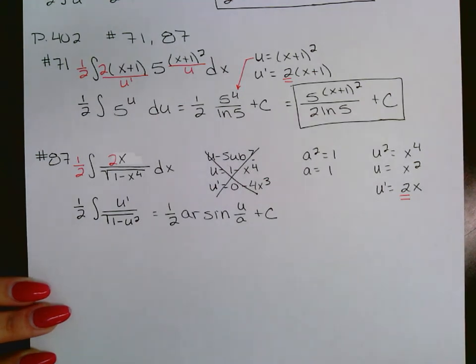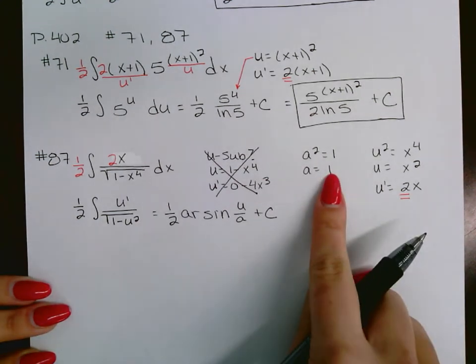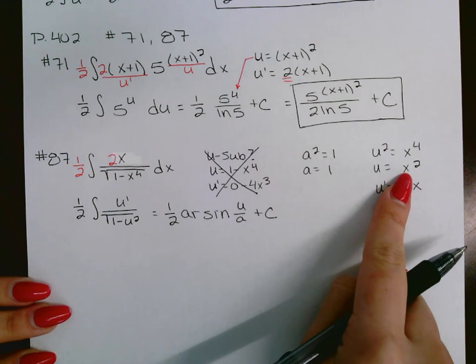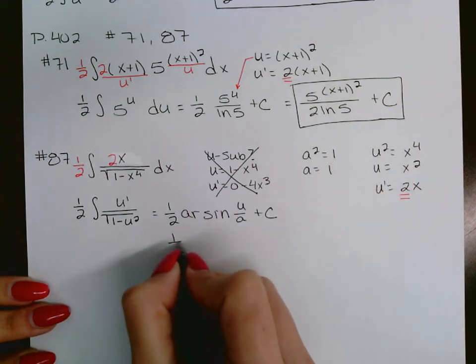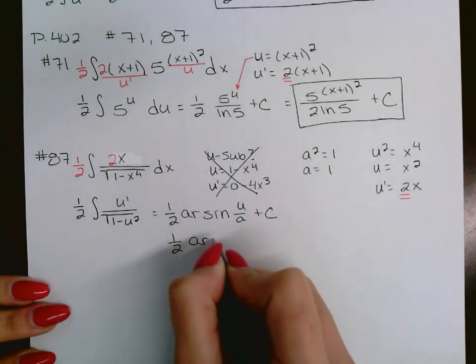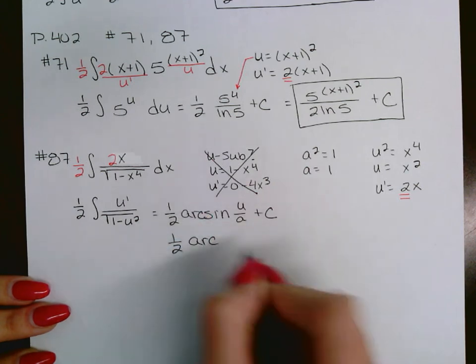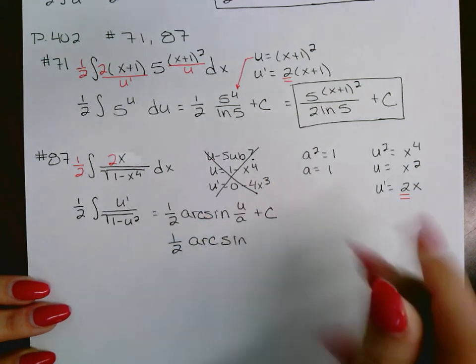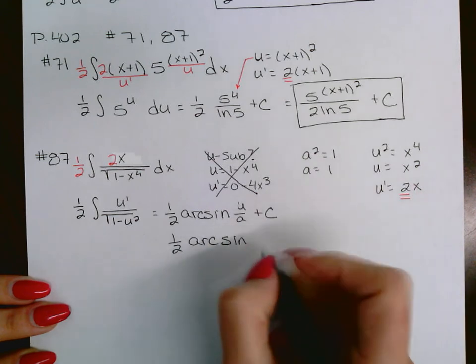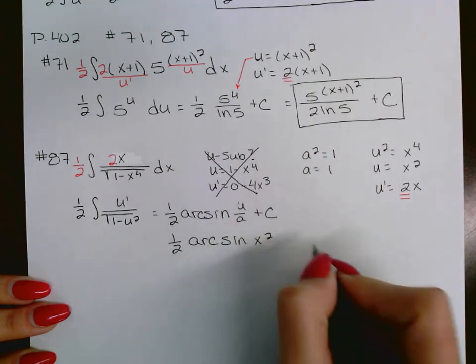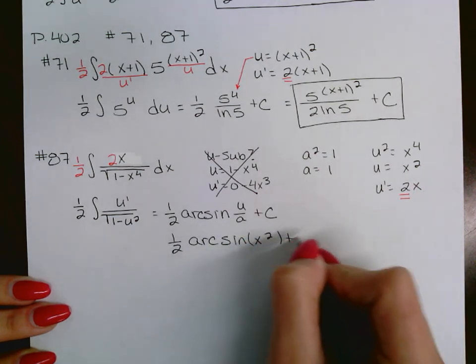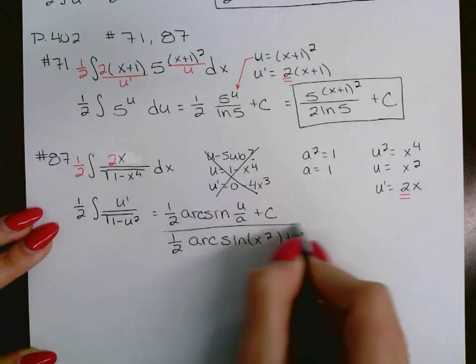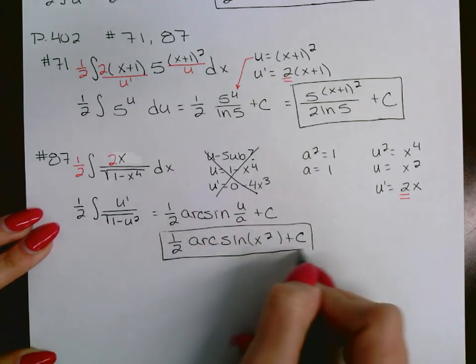Last step, plug in that u and that a. A is 1, so it's going to make that nice and easy. And u is x squared. So I have half times arc, oh, look at me forgetting my letters, sine, again, u over a, so it'll just be x squared plus c. All right, guys, that completes our review.